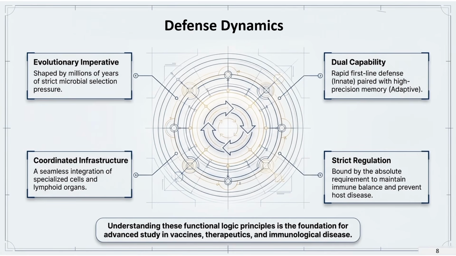So the first point is the evolutionary imperative, which stands for immunity shaped by millions of years of strict microbial selection pressure. These are actually taking some of the very well conserved structures in the pathogen. So these are constantly evolving. There is a coordinated infrastructure, which stands for a seamless integration of specialized cells and lymphoid organs, which we'll see in further classes, integrating in such a way that they can counterattack the entering pathogen.